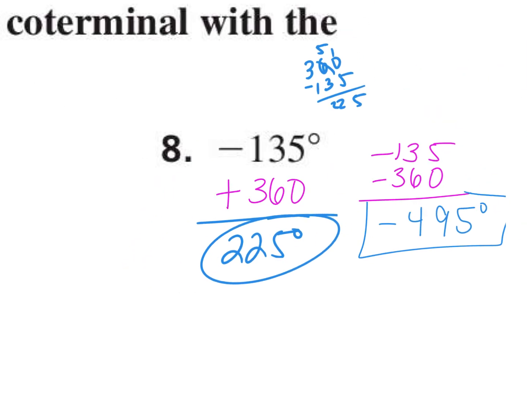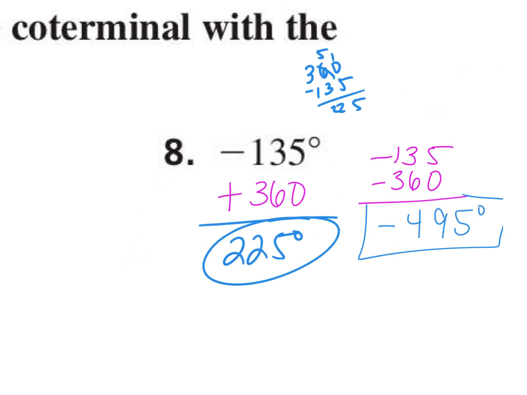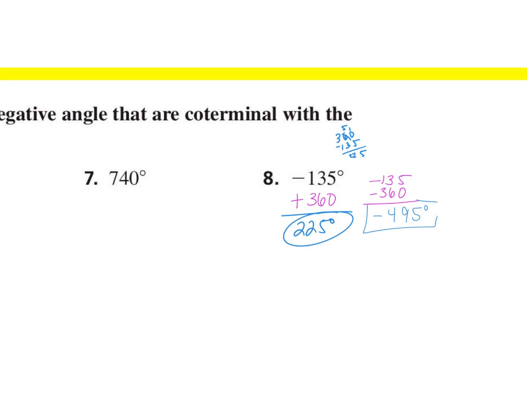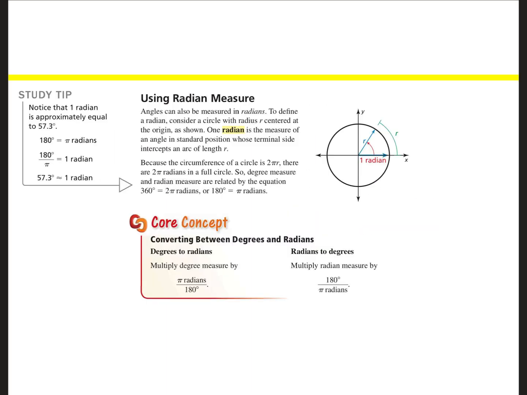Remember, when you're adding and subtracting, it's the angle plus 360, the angle minus 360. Don't put the 360 first. Angle plus, angle minus. Questions on that, guys? How do you find coterminals? Add and subtract what? Perfect.